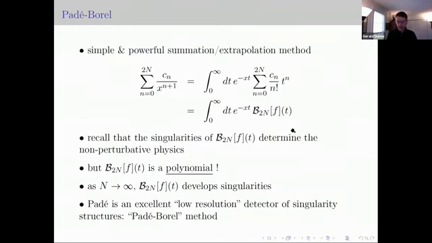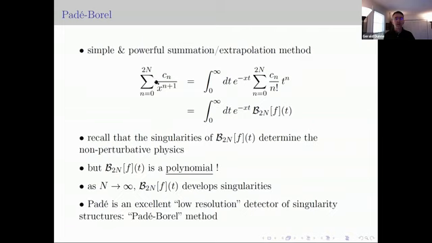So there's a beautiful technique that goes by the name of Padé-Borel, and this is particularly aimed at the students who are new to this field. This is a really amazing approach to summation in a case where you don't really know much explicitly about the problem.